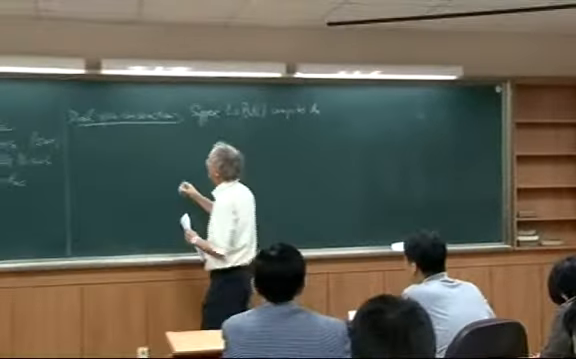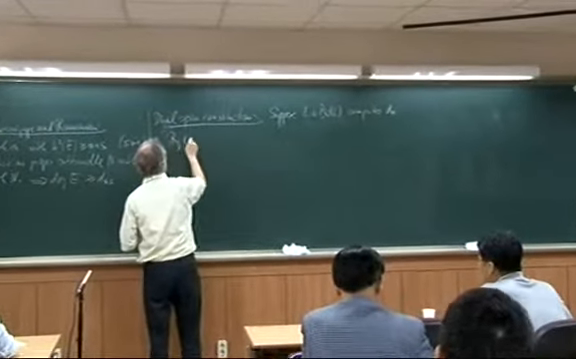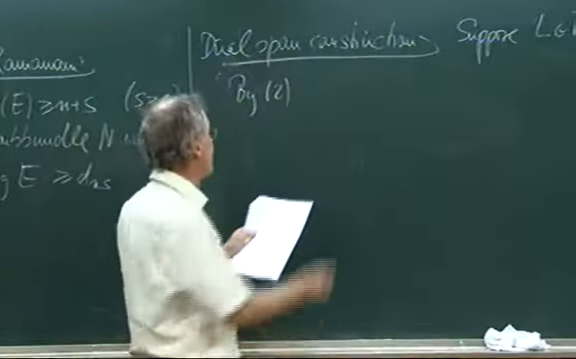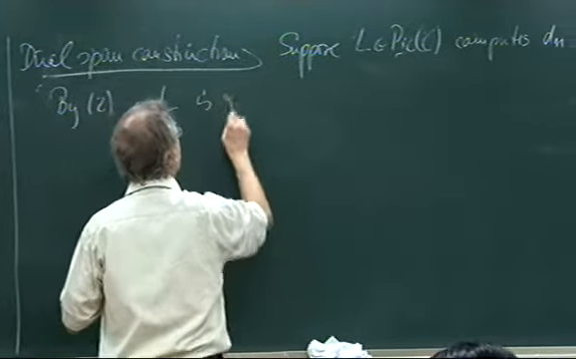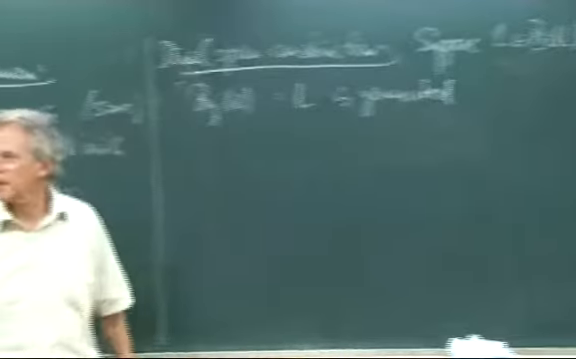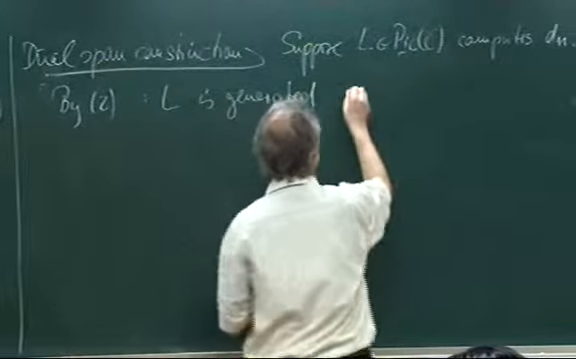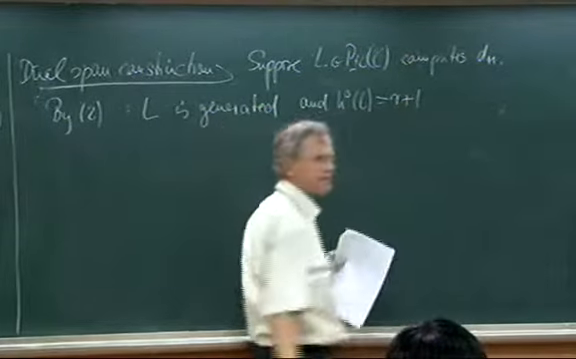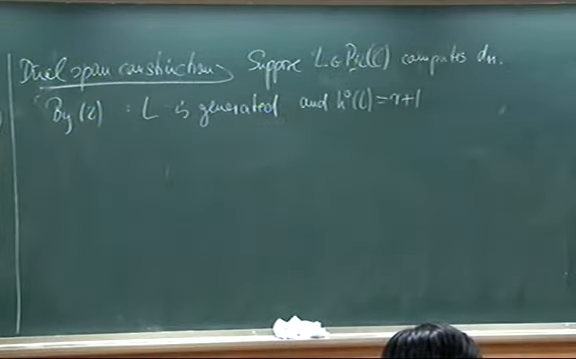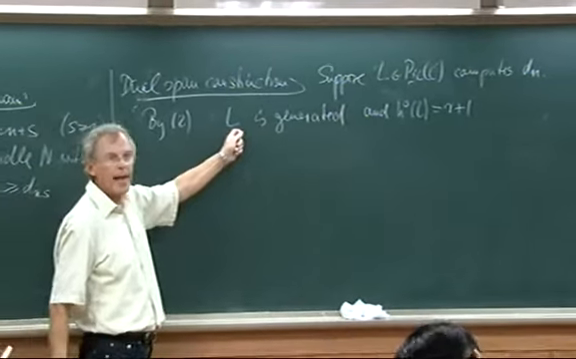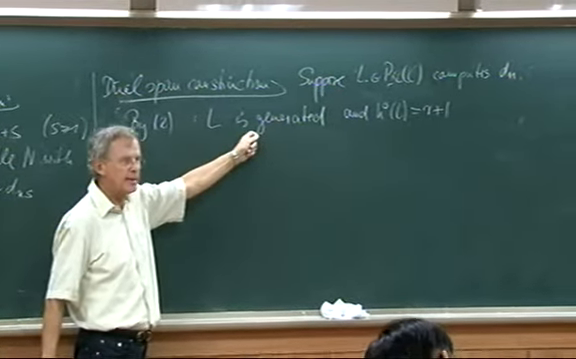Okay, so by property 2 of yesterday, we saw, because it computes Dn, that L is generated, meaning generated by its global sections, and moreover, H0 of L is equal to R plus 1. Right? This was one of the elementary properties. And then, the dual span construction always works if a line bundle is generated by its sections.